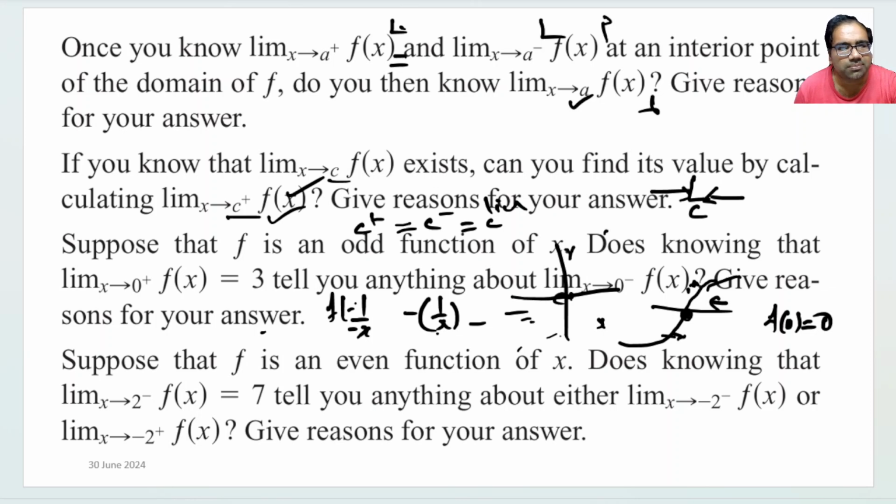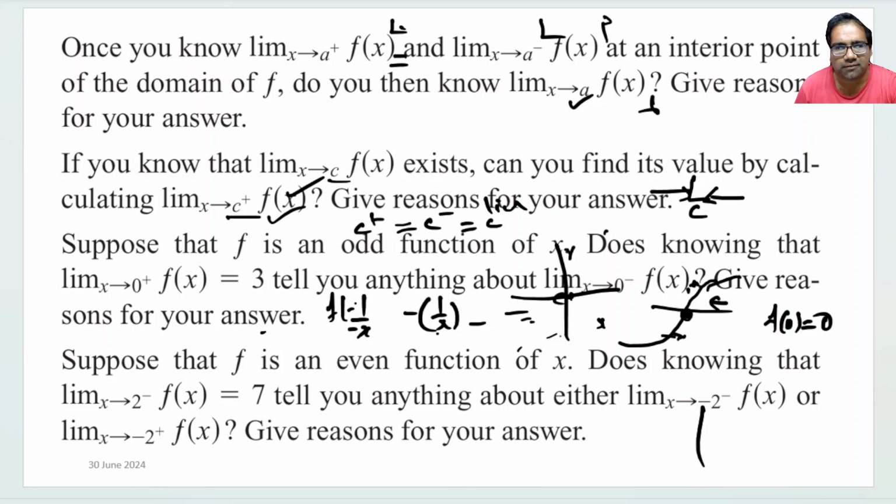Now suppose that f is an even function of x. Does knowing that limit x tends to 2 plus of f of x equal to 7 tell you anything about limit x tends to minus 2 minus? Please be careful here. Here it is 2 minus.